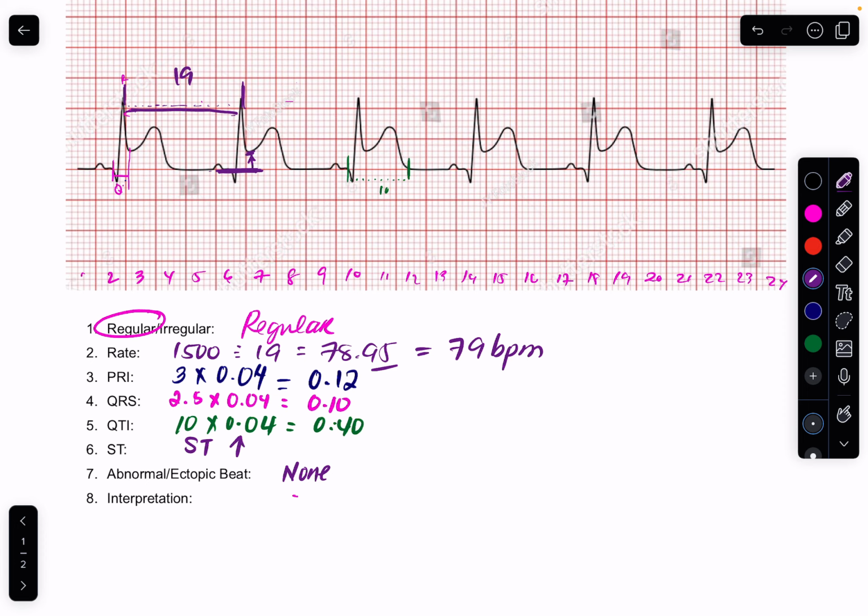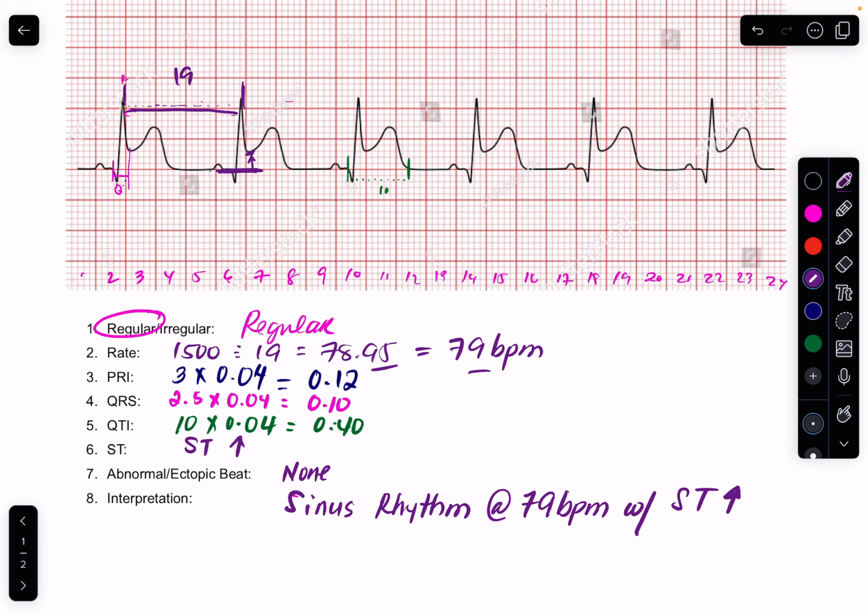And then now I can do my full EKG interpretation. So first, I always start with the pacemaker, knowing that I have a P wave, right? It's a sinus rhythm, right? So it's sinus rhythm. And then I'm going to put the rate at 79 beats per minute. And then anything abnormal with ST elevation. You can do an arrow, or you can even say the actual word elevation. And so that would be my final interpretation.